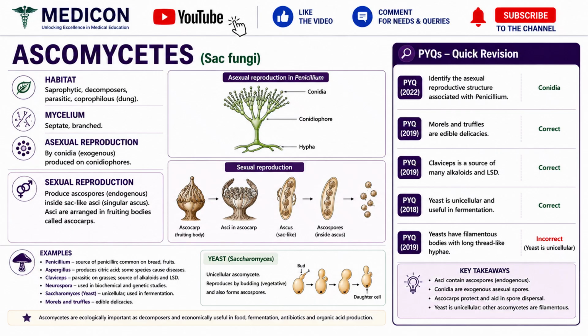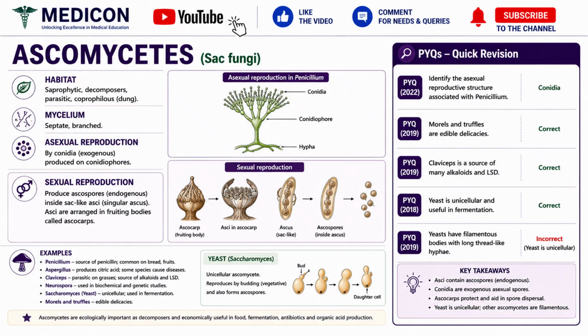You should remember the examples, especially Penicillium, Aspergillus, Claviceps, Neurospora, Saccharomyces, and Morels and Truffles. Penicillium is a source of penicillin, a common antibiotic, and is commonly found on bread and fruits. This is a fungus basically.